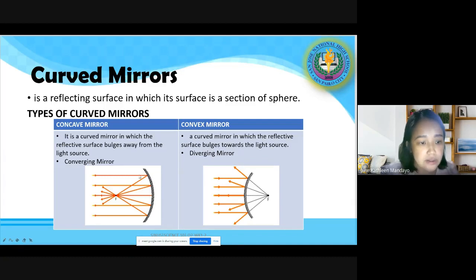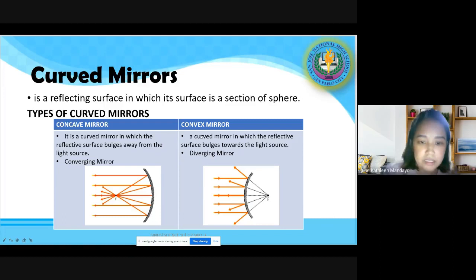Okay, and then it is also called converging mirror kasi at some point, those light rays that would come from the object will soon be converged. Okay, iipunin siya towards a single point called the focal point or yung F.